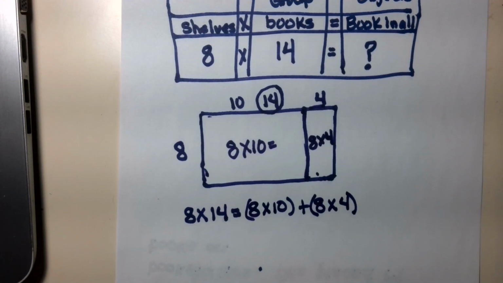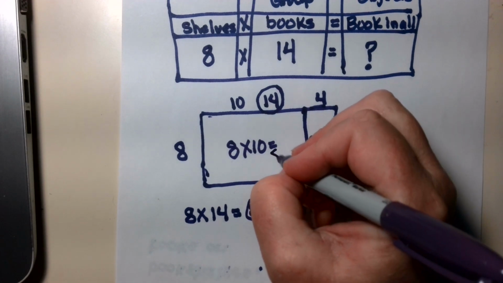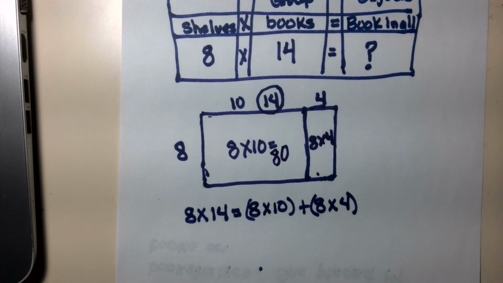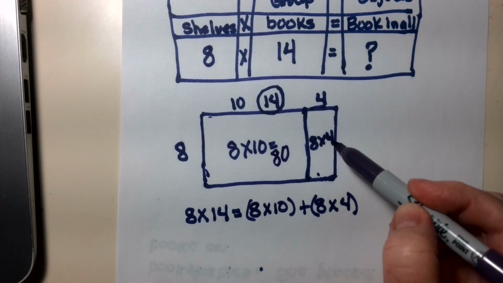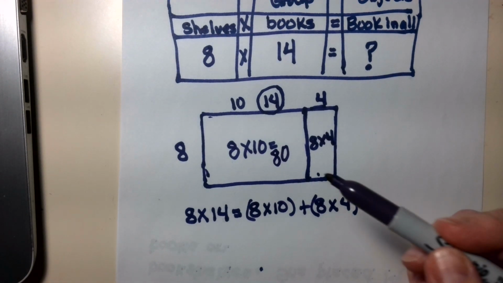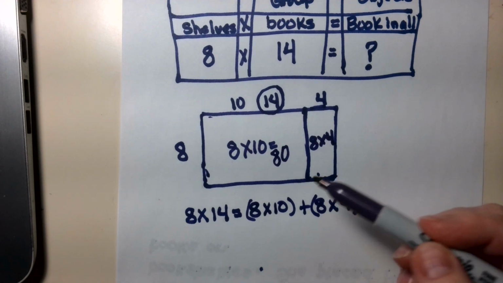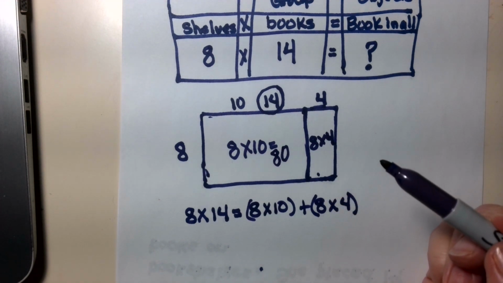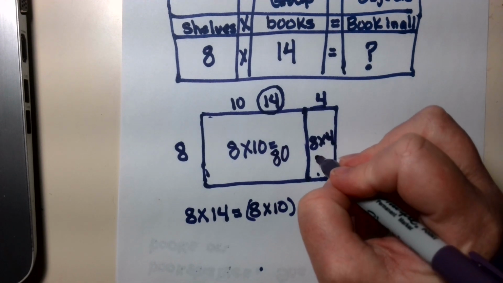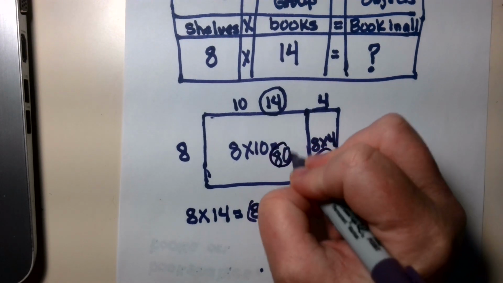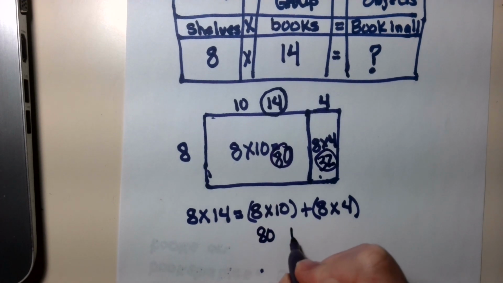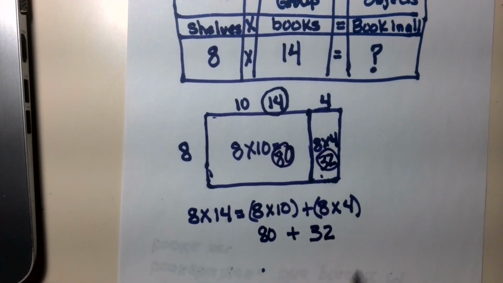Now we need to go ahead and start solving. 8 times 10. What is it, everybody? Go ahead and say it. If you said 80, you are correct. 8 times 4, think. What is it? If you're not sure, could you take 8 times 2 and another 8 times 2? So 8 times 2 is 16, and another 8 times 2 is 16, if that helps you think about it. So we come up with 32. So we have 80 plus 32.